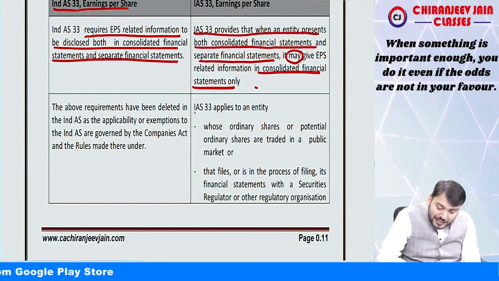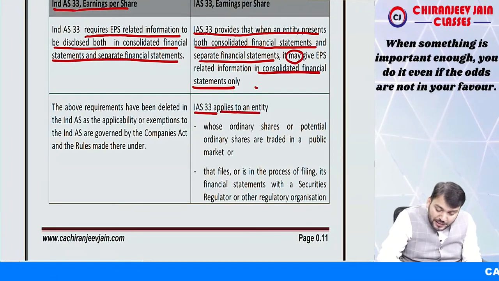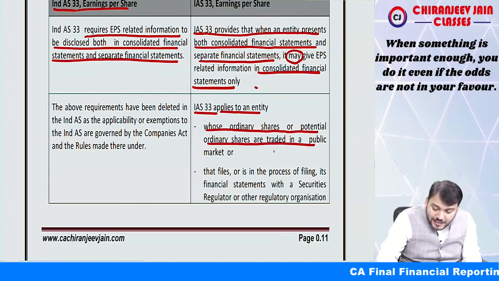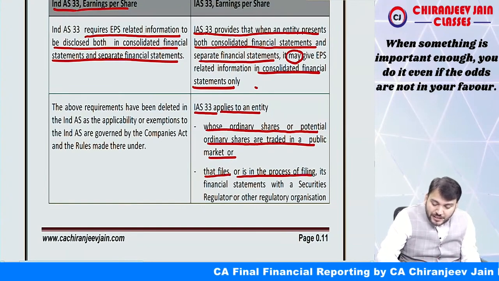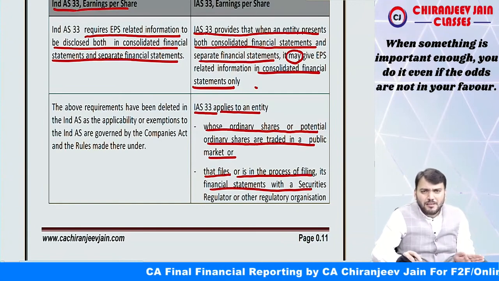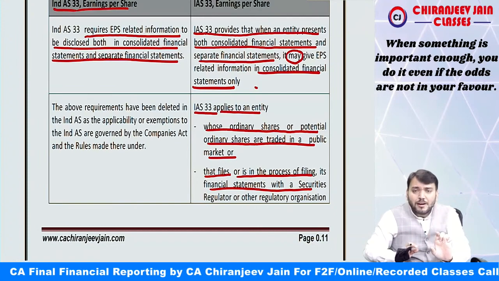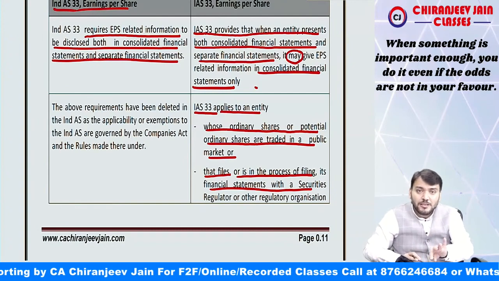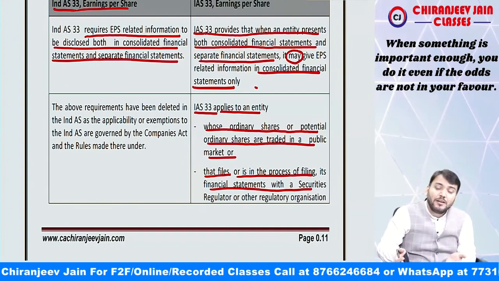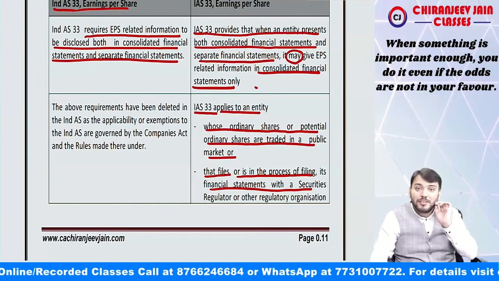Now, as per Ind AS 33, what Ind AS 33 says applies to an entity whose ordinary shares or potential ordinary shares are traded in a public market, or that files or is in the process of filing its financial statements with a stock exchange. Means EPS is required only for a listed company or companies in the process of listing. But in India, EPS is required whether it is a listed or an unlisted company due to the statutory requirement of Schedule 3.